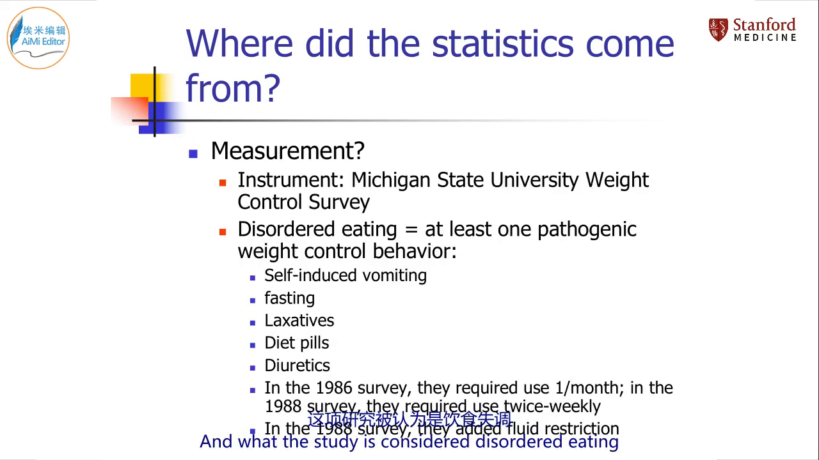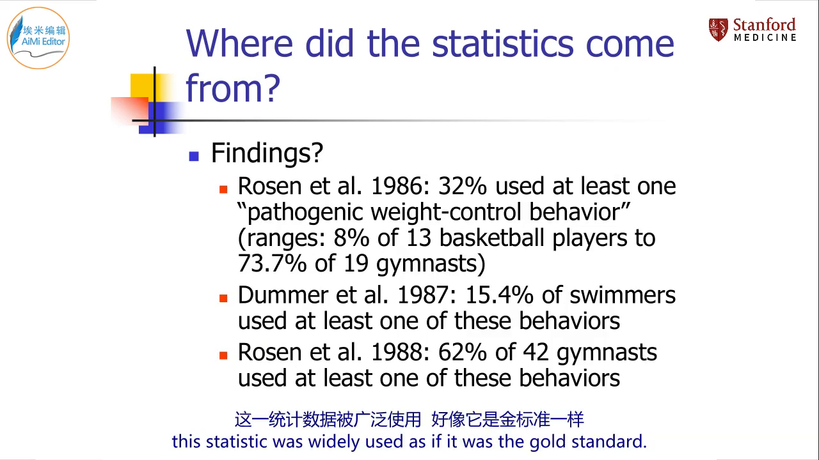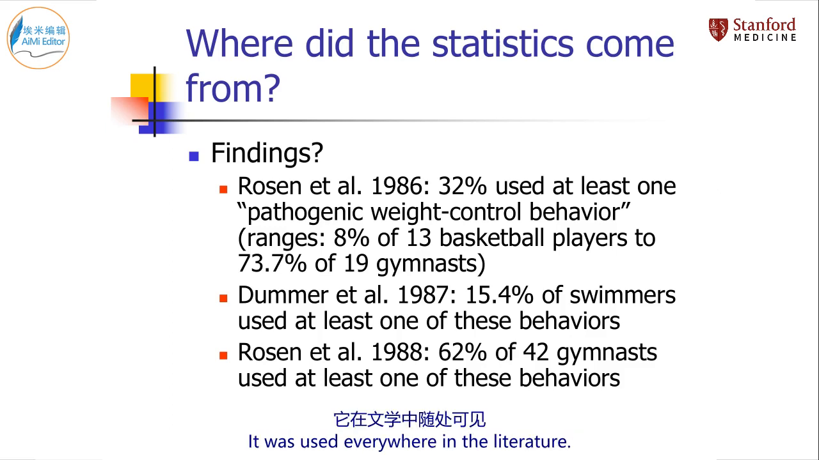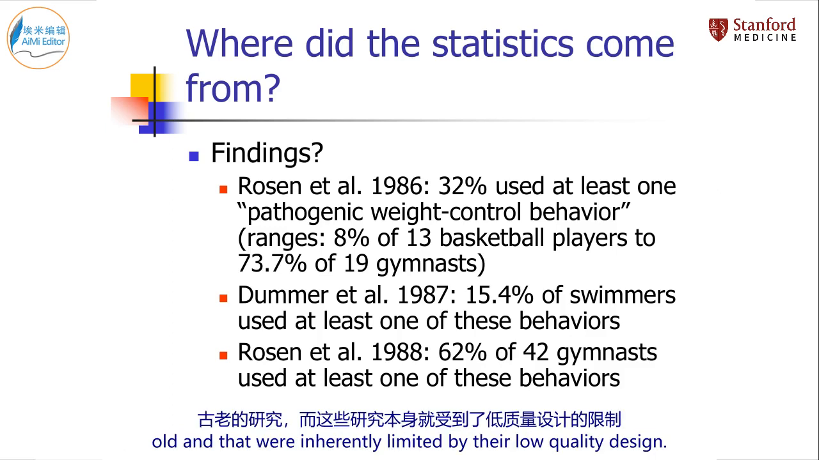And what the studies considered disordered eating was also poorly conceived and poorly measured. I don't want to go into a lot of detail, but if you're curious, there was a wide range in what they were defining as disordered eating, and the definition differed for those three different surveys. Here are a few more details about the findings if you're curious, but the bottom line is this statistic was widely used as if it was the gold standard. It was used everywhere in the literature. But it basically had no meaning because it came from studies that were old and that were inherently limited by their low-quality design.